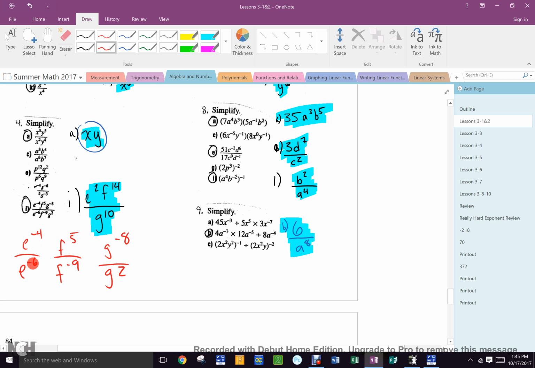Negative 4 minus negative 6 is positive 2. Yes? Okay. 5 minus negative 9 is positive 14. Negative 8 minus 2 is negative 10. So I ended up with g to the negative 10, which is why it had to go down. Cool? Were you asking about the same one?